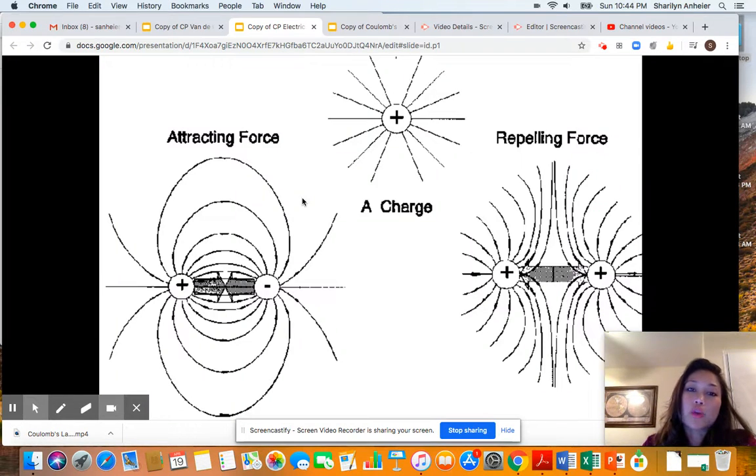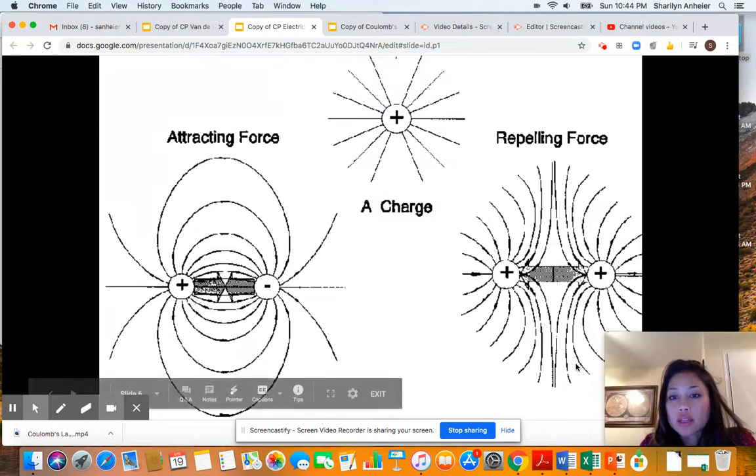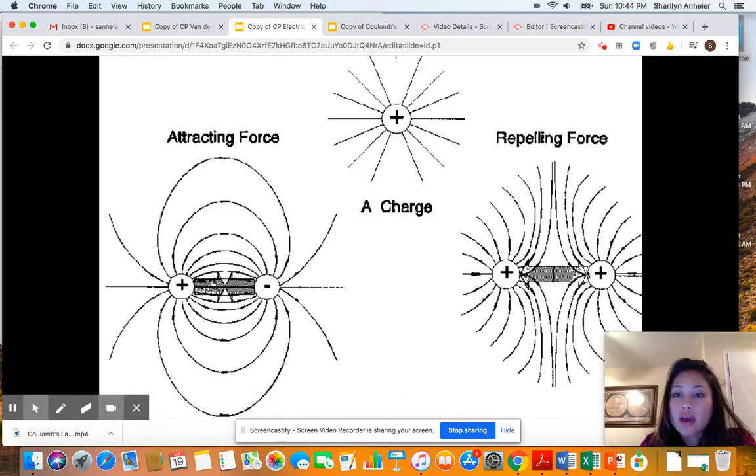So here we've got some examples of some electric fields. When I have a positive and a negative charge, then the electric field would look like this. And if I had a positive test charge here, they would travel toward the negative charge. If I had two positive charges, this is what the electric field lines would look like. And if I had a positive charge, wherever it was at, it would move in the direction of these electric field lines away from the positive charge.